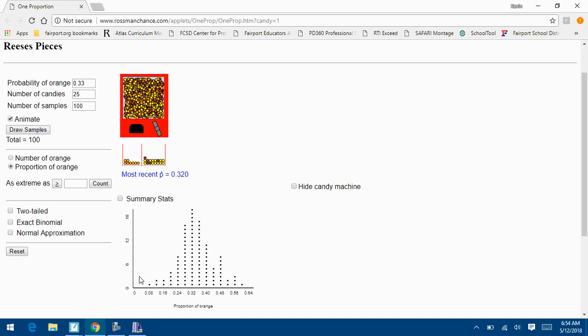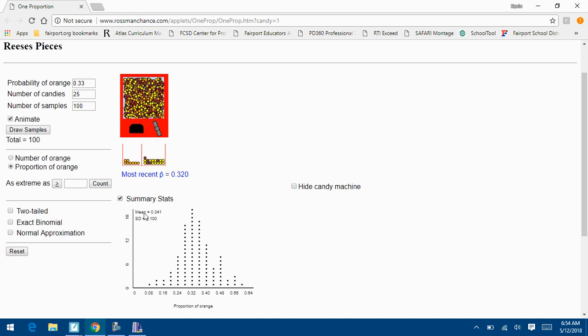What does it look like? It looks like a normal curve. And if I click Summary Stats, look at that. The mean of all of these dots is 0.431, with a standard deviation of 0.1. But that mean is really close to our actual mean of 0.33.